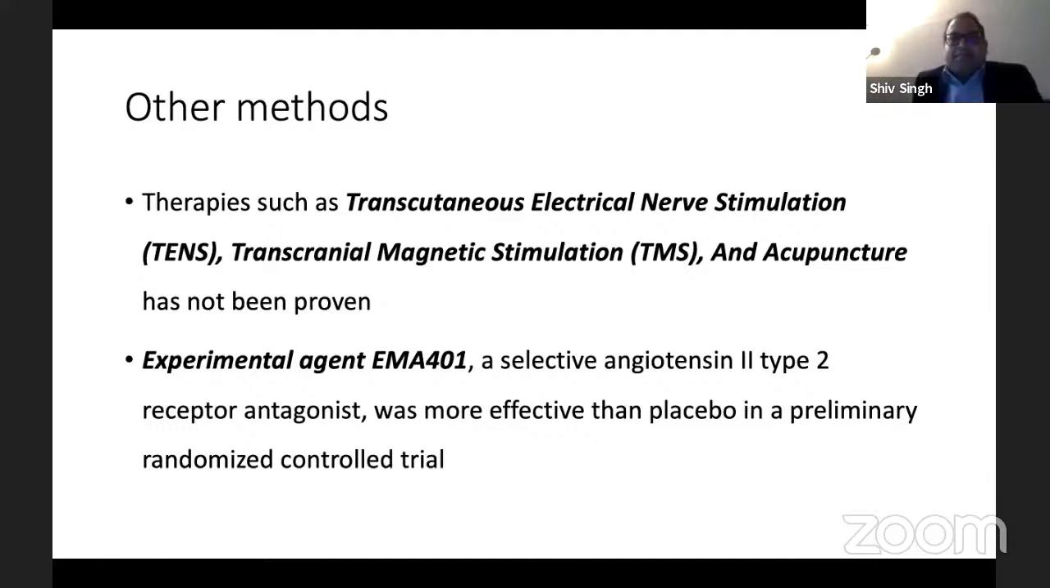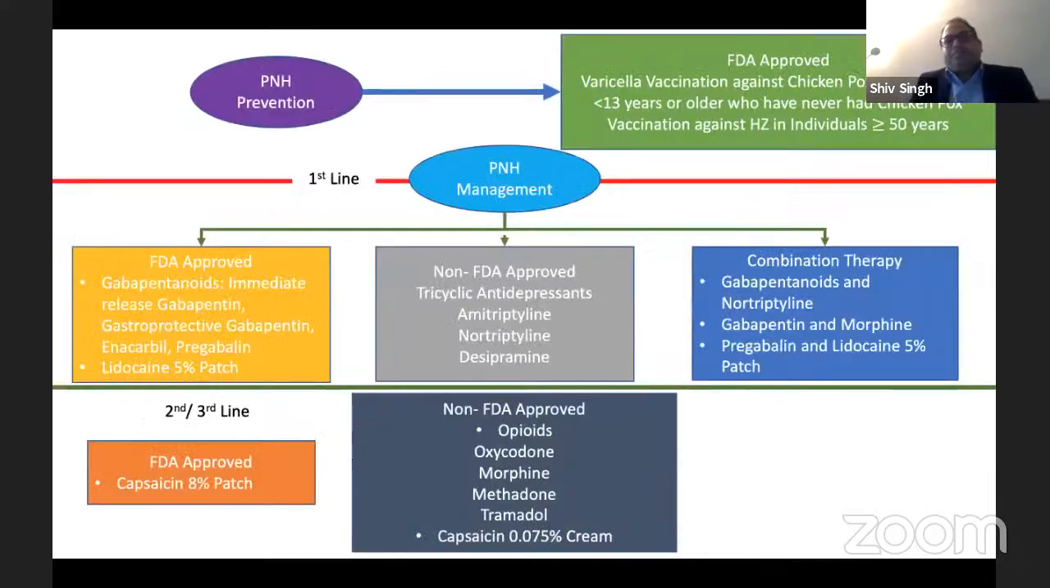There is also an experimental drug called EMA-401, which is a selective angiotensin II type 2 receptor antagonist. And this has been seen to be more effective than placebo in a preliminary randomized controlled trial. So we still wait to see the results of this, and probably this will be given a name as well, because it still remains an experimental agent. So if you look at this, this is actually a simple chart, and probably good for exam purposes.